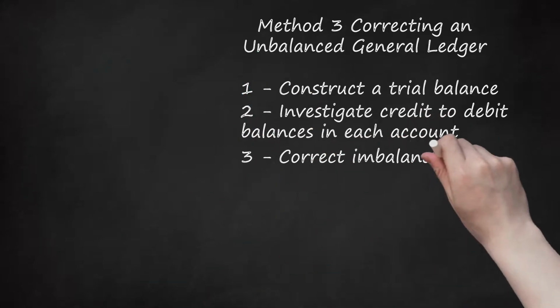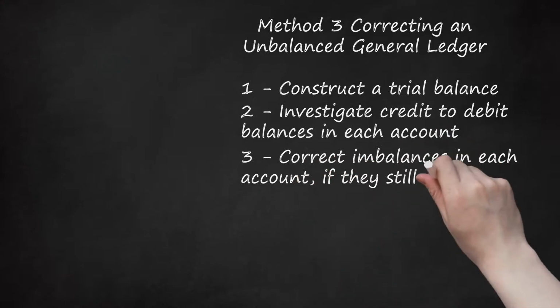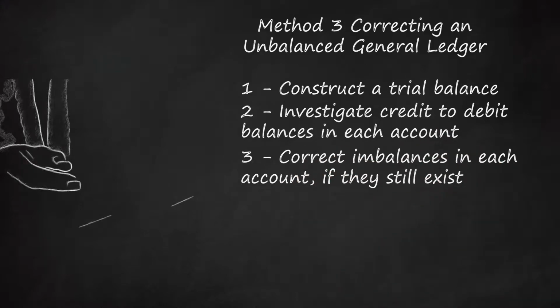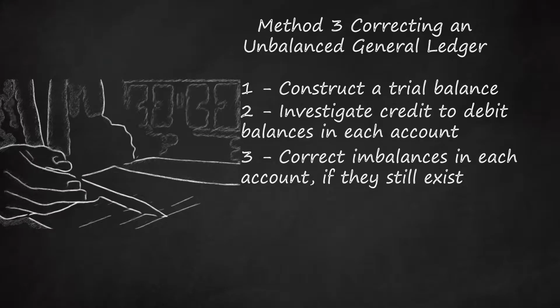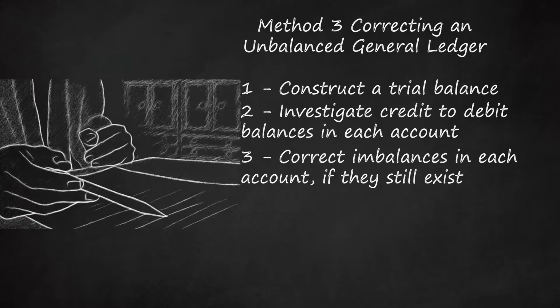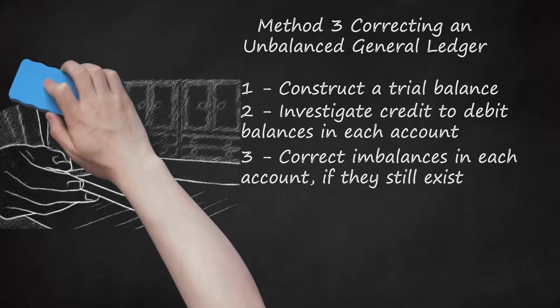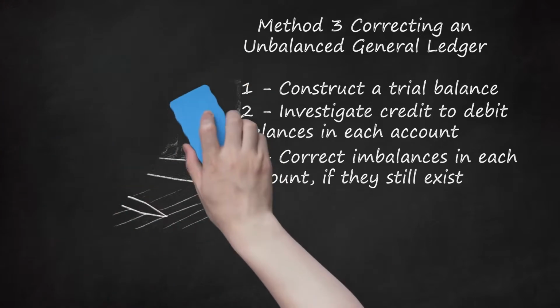3. Correct imbalances in each account, if they still exist. If working from the transaction still fails to balance the accounts, you may have an error in transaction reporting. In this case, you will need to go back to the source material, receipts, invoices, etc., to locate the source of the imbalance. Check that the transaction in the source material was recorded correctly in every account that it affects. For example, for a customer purchase with cash, check that equivalent entries were made in cash, sales, inventory, and cost of goods sold and that these entries balance to 0.